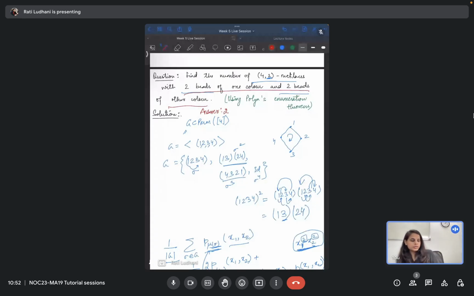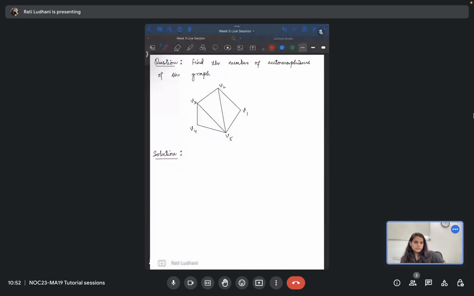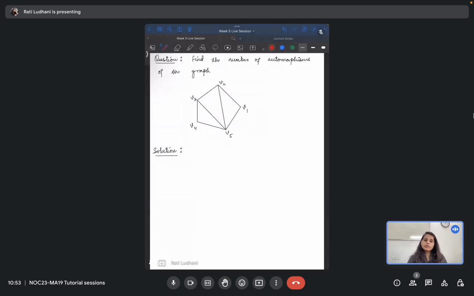Okay, let's move to the other question. Find the number of automorphisms of the graph. So you have this graph. You need to find the number of automorphisms.